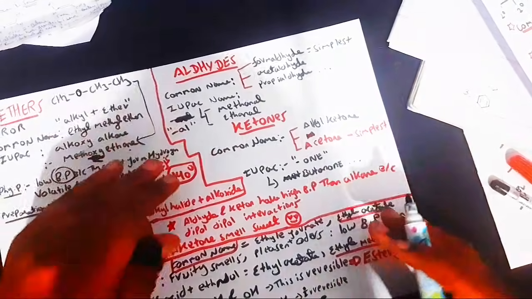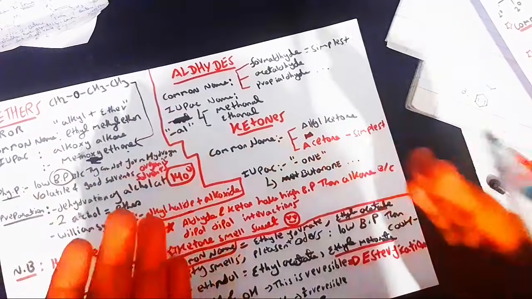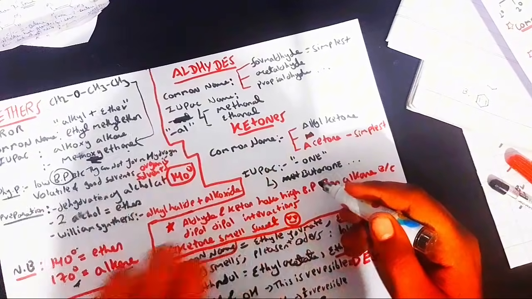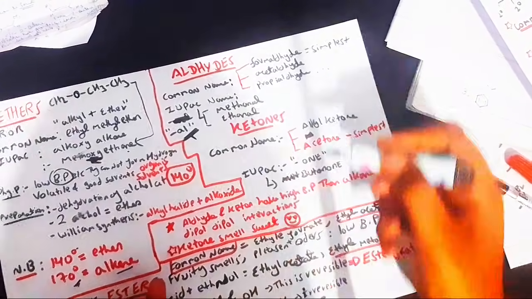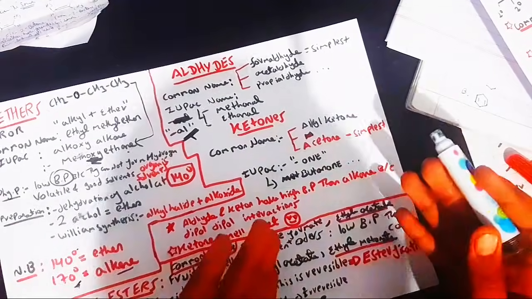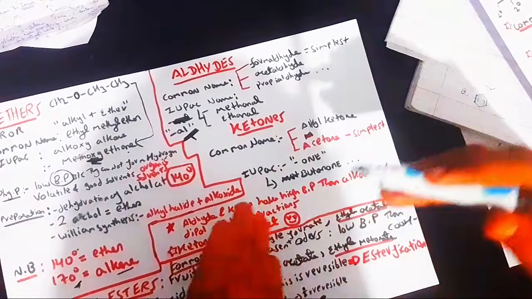And for the IUPAC naming, just replace the final e of methane with the suffix al. So it's going to be methanal, ethanal, propanal, butanal, and so on.